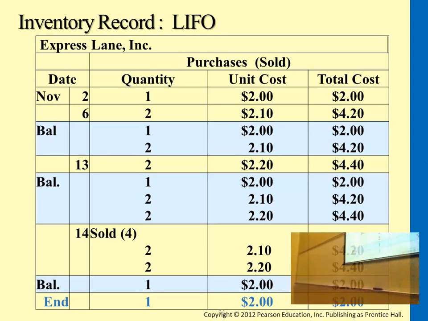Cost of goods sold is basically these two numbers. Add them up. Okay, so this middle part here is the 4 gallons sold. This goes into the middle column, cost of goods sold.